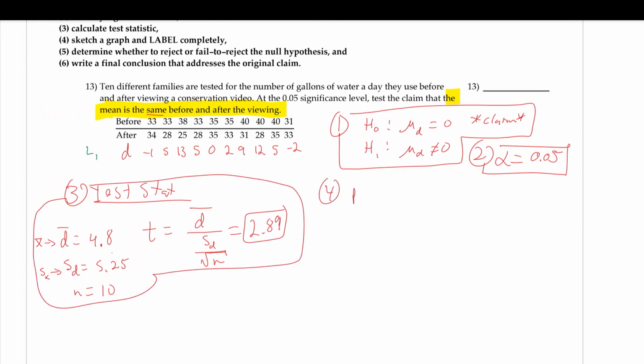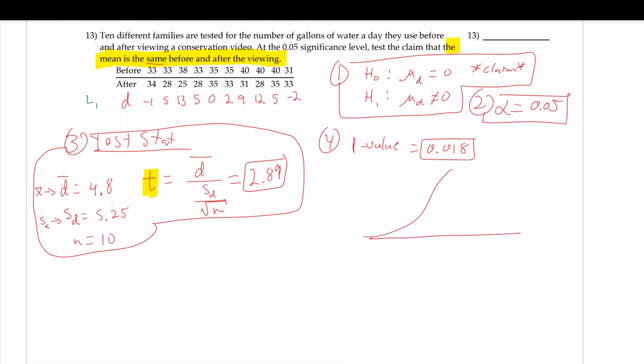Step 4, the p-value from the previous output. If you go back to that calculator, it came out to be 0.018 when rounded. And what's the shape of our graph? Well, we're dealing with the t-distribution, which we know is bell-shaped. The 0 at the center, 2.89 is out here, and a negative 2.89 would be out here because we are dealing with a two-tailed test.